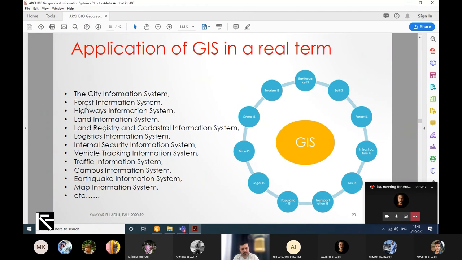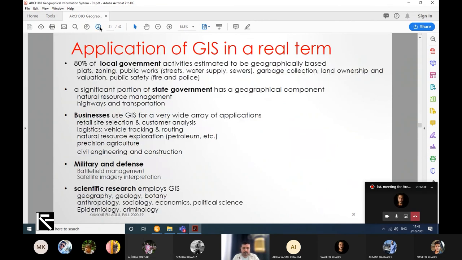We have, as I told you, a campus information system. We have an earthquake information system, and we have many, many other different map information systems, such as the COVID one nowadays.